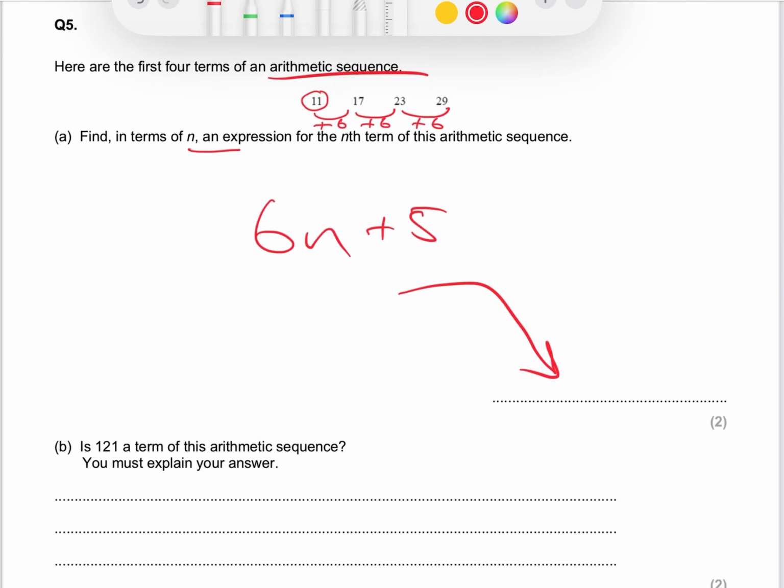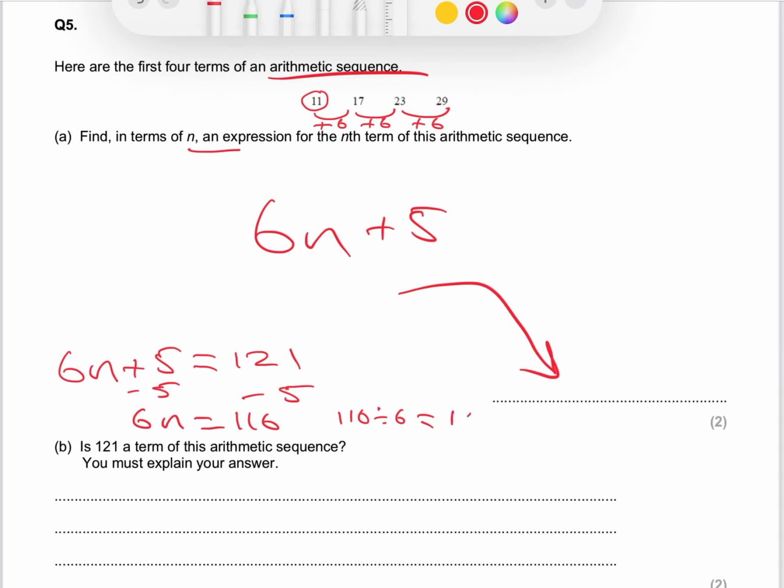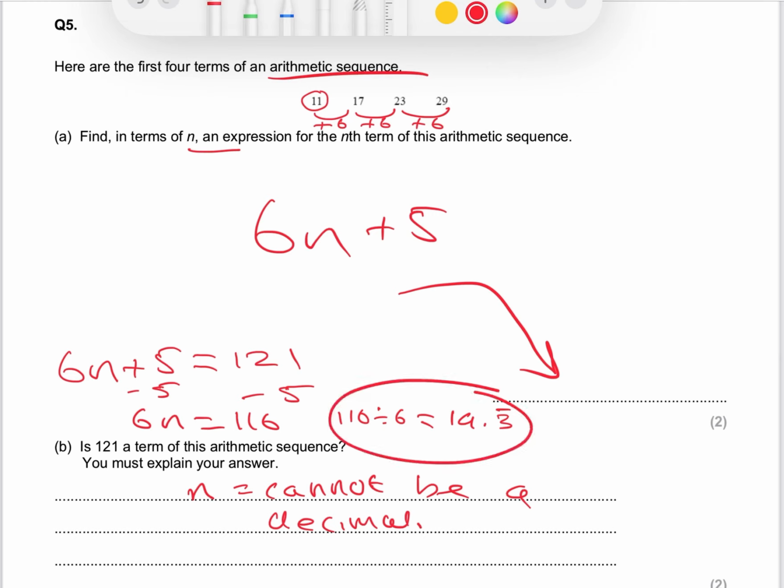Then it says, is 121 a term in the sequence? Explain your answer. So all we have to do here is take the nth term we found, make it equal 121, and try and solve that question. So 6n is going to be equal to 116. If I try and divide 116 by 6, if it's a decimal, that means it cannot happen. So if I divide by 6, I get 19.3 recurring. Okay, so n cannot be a decimal. Because remember, when we're talking about n, it's talking about a position. Okay, so that's why it does not work.